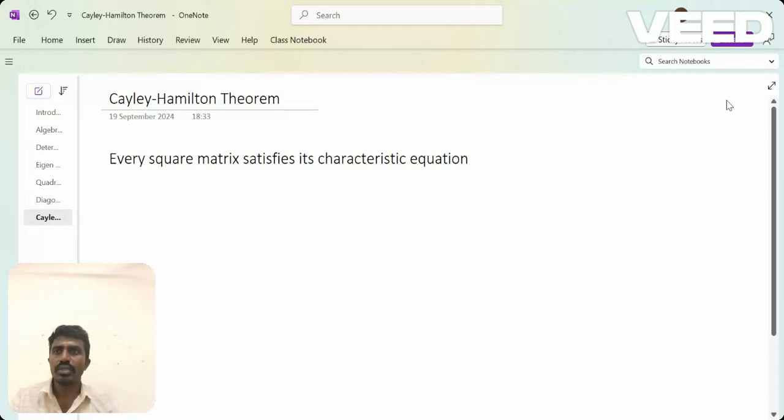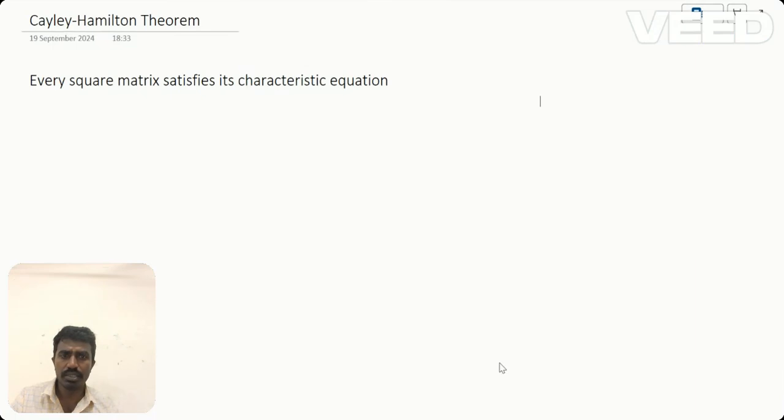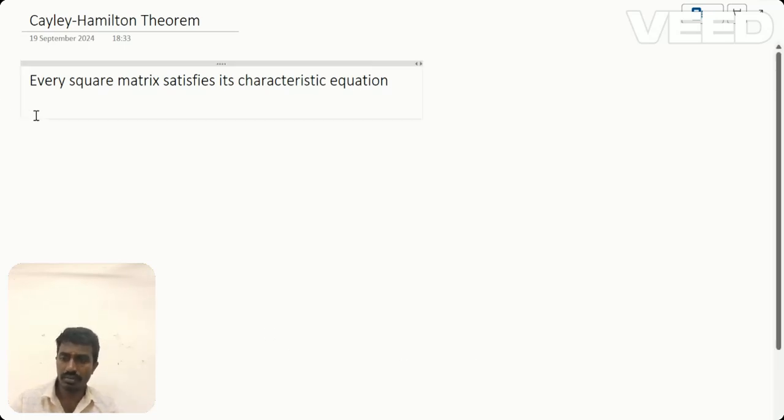Let's see about the Cayley Hamilton theorem. The statement of the Cayley Hamilton theorem is: every square matrix satisfies its own characteristic equation. That means in the characteristic equation, if you replace lambda by the matrix, then that equation also holds. Now we will see the problems based on the Cayley Hamilton theorem.